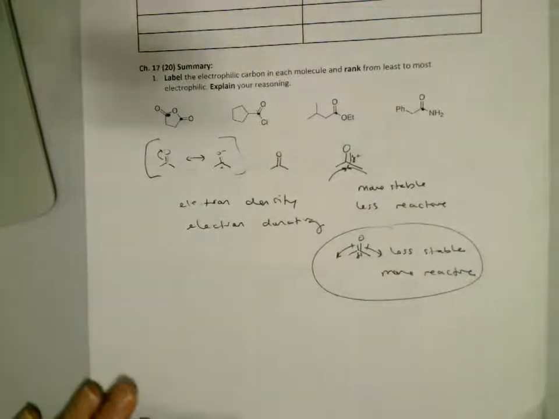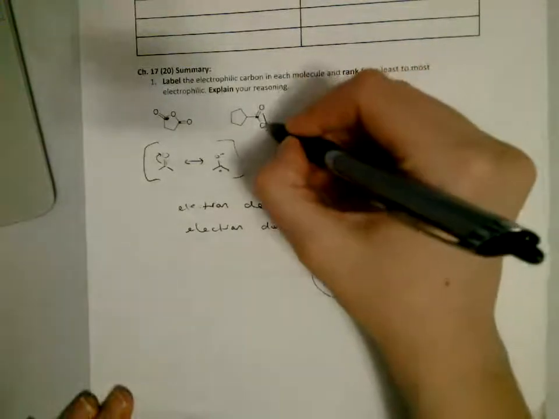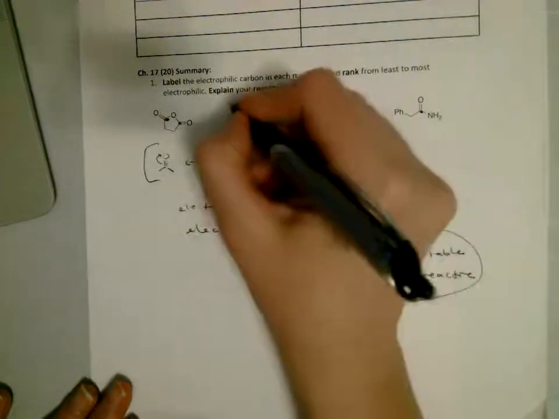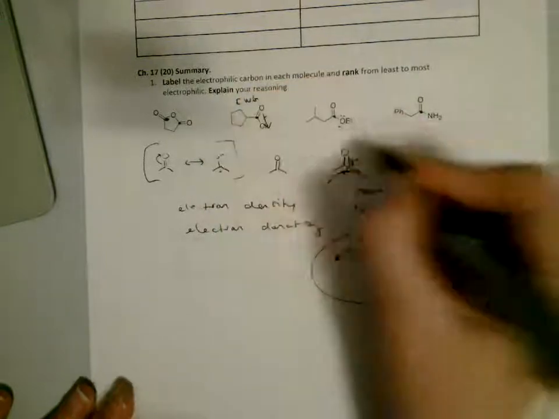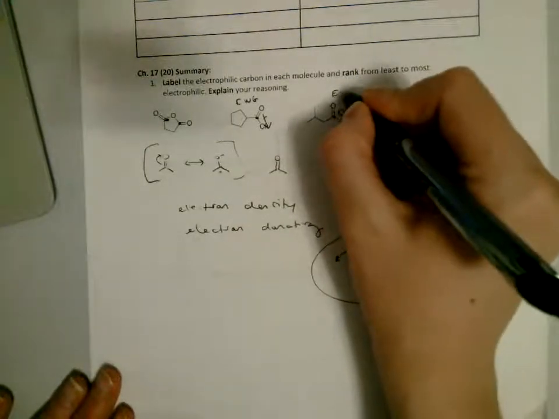Okay, so now let's ask, which one of these have electron donating or electron withdrawing groups? So this is electron withdrawing, right? Chlorine is electron withdrawing by the inductive effect. It's one of the most withdrawing ones. And then this ester has electrons it's donating in, so that's an electron donating group.